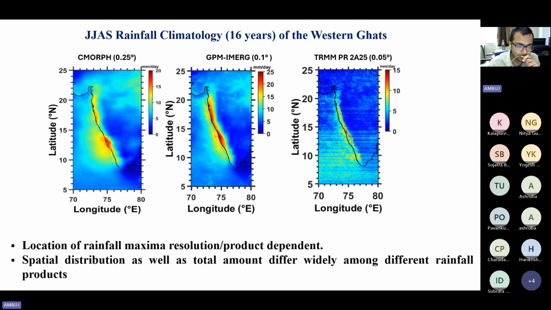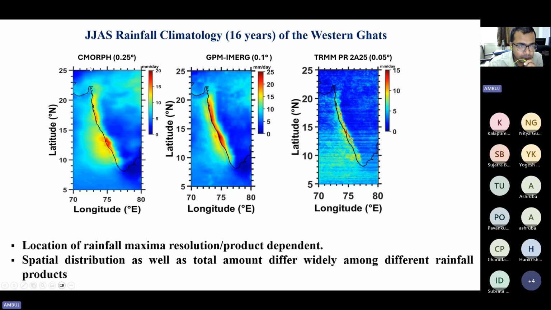So first thing we can note is that the spatial distribution as well as total rainfall amount differ widely among different rainfall products. Second thing we can note is that the location of rainfall maxima becomes clear with the data resolution and is actually product dependent. For example, in case of the first two figures, CMORPH and GPM IMERG, the rainfall maxima appear to be located in the offshore region or along the coastline and is not clear.